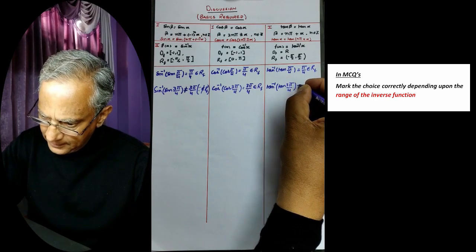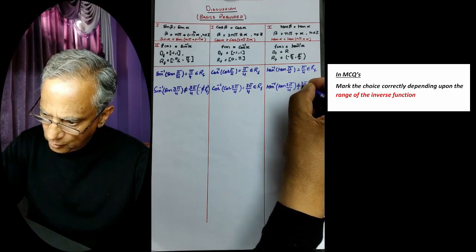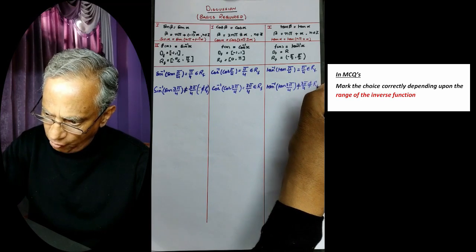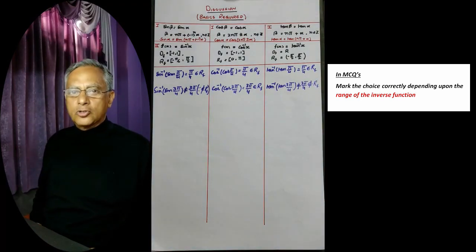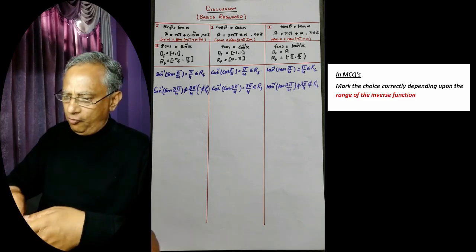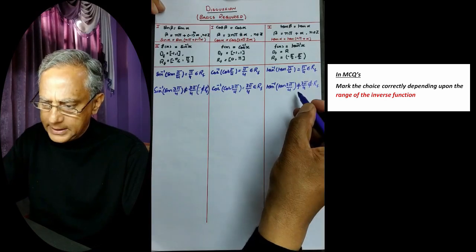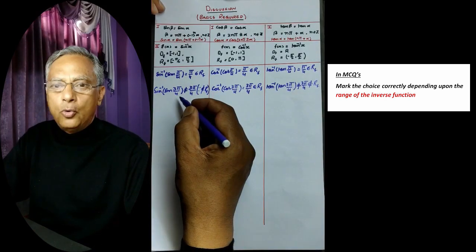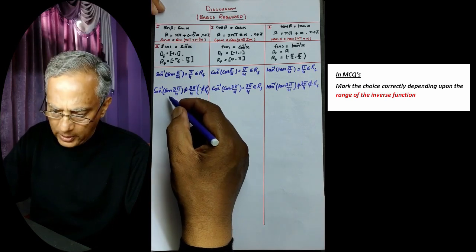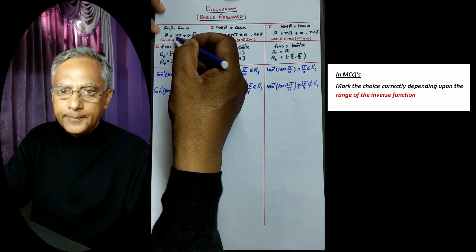This is not equal to 3 pi by 4 because this does not belong to the range of f. Therefore, it cannot be a value of tan inverse. Now, in these two cases, what should we do? Because this is not the value of this. So, what we do is we make use of this result.